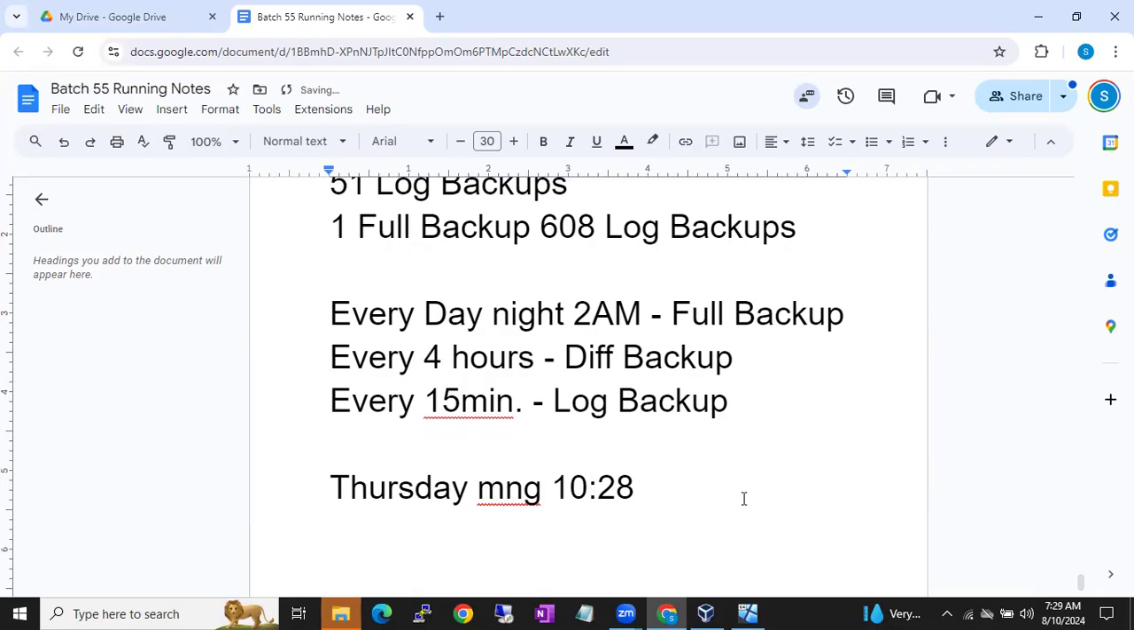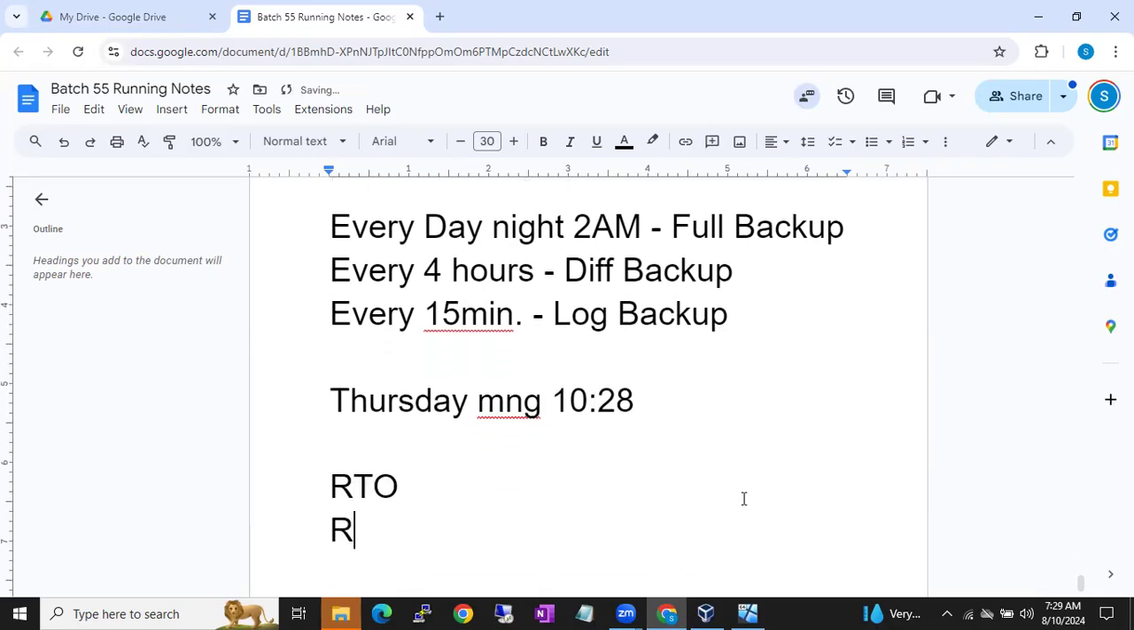Sometimes there will be a concept of recovery time objective, RTO, and RPO, recovery point objective. In interviews they sometimes ask what is RTO and RPO. Recovery time objective means if the database is corrupted, till what time you can recover is called recovery time objective. And till what point you can recover, that is called recovery point objective.